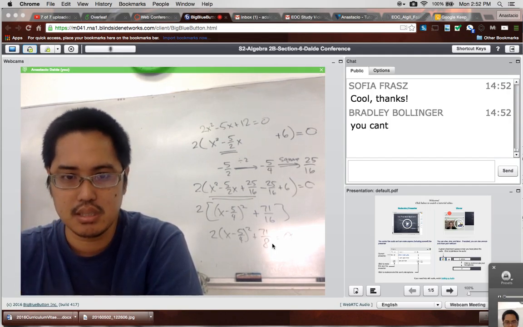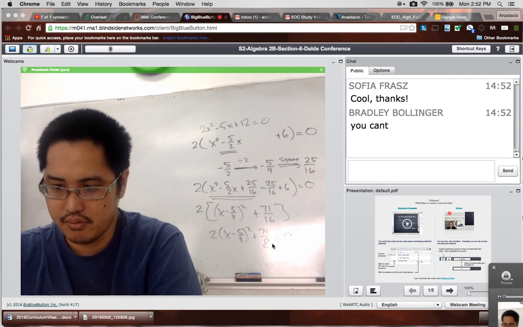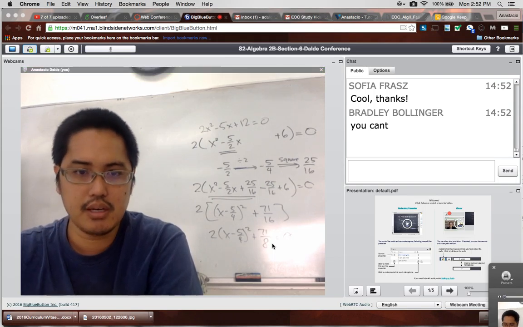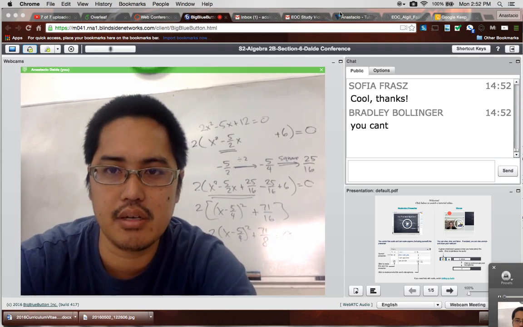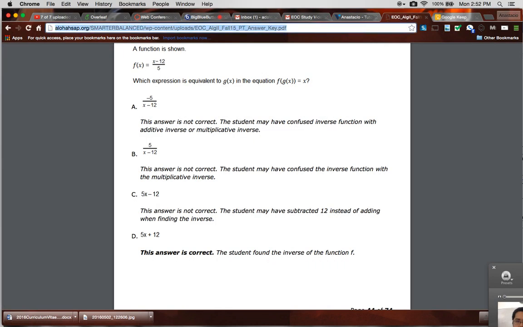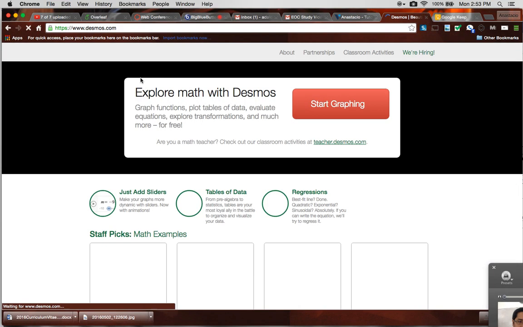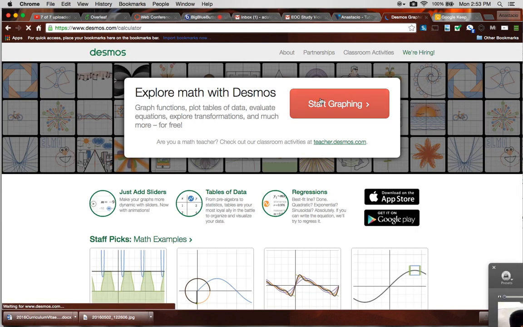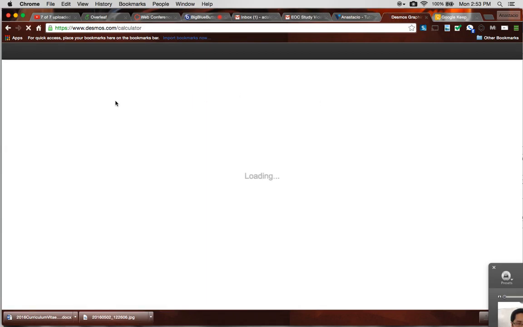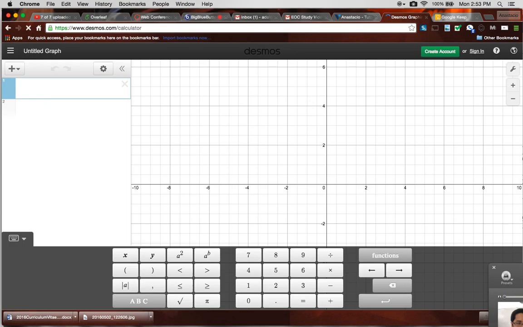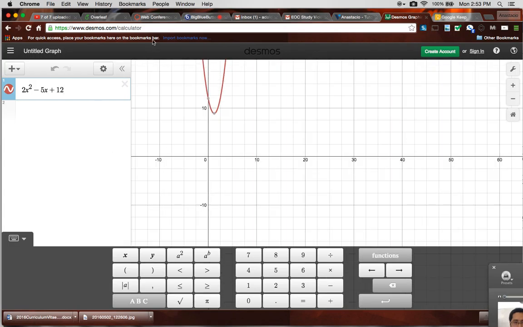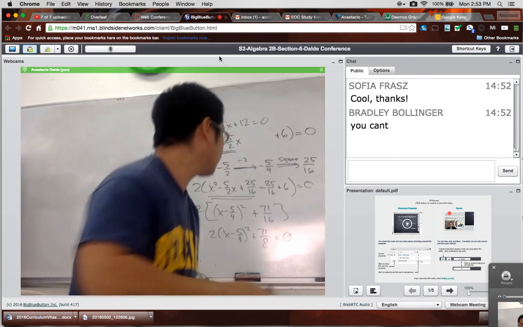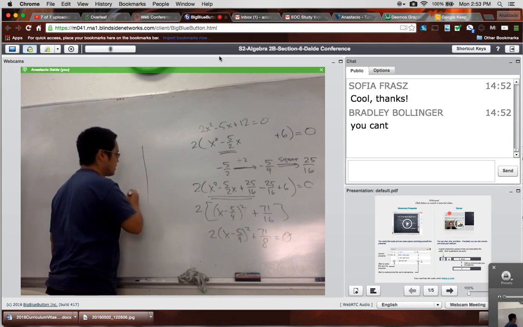6 minus 25 over 16. Yeah. Let me graph this on Desmos and see what it says. Two x squared minus 5x plus 12. 2x squared minus 5x plus 12. Oh, yeah. If you plug this into Desmos, you'll find that the answer is this.